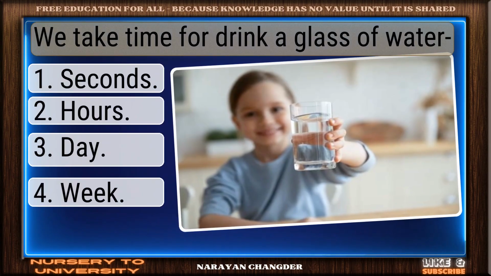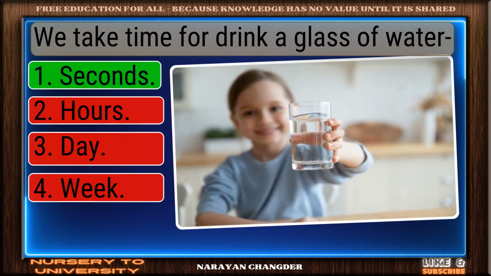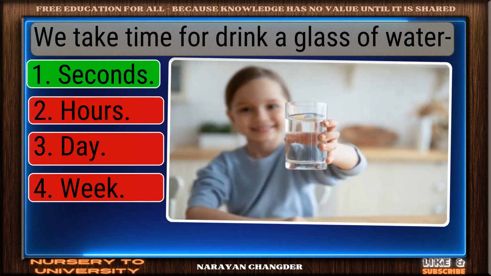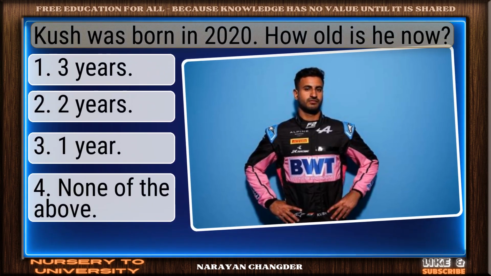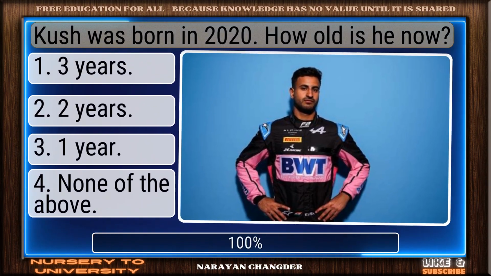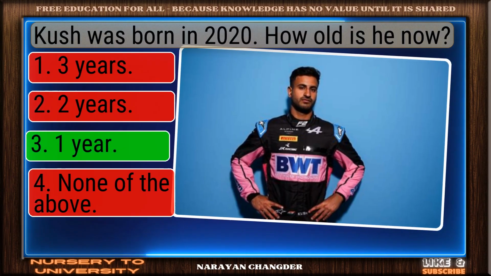We take dash time to drink a glass of water. Excellent choice. Seconds is the right answer. Kush was born in 2020. How old is he now? On track. 1 year is the correct answer.